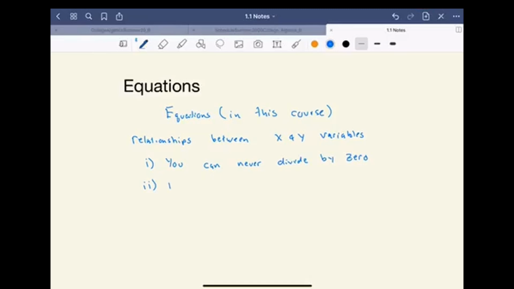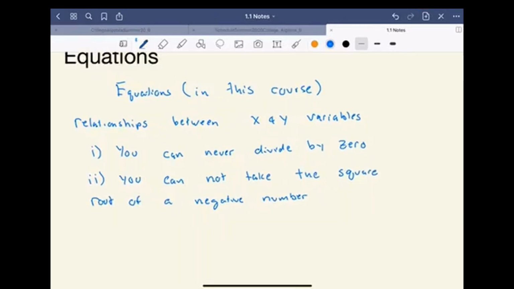And you can also not take the square root of a negative number. That one's a little bit less unbreakable. We could actually break it, but we're not going to in this class. Okay? So let's start by just taking an example.